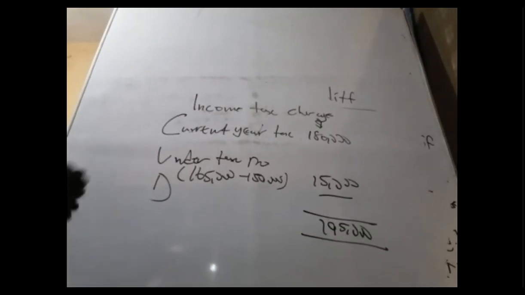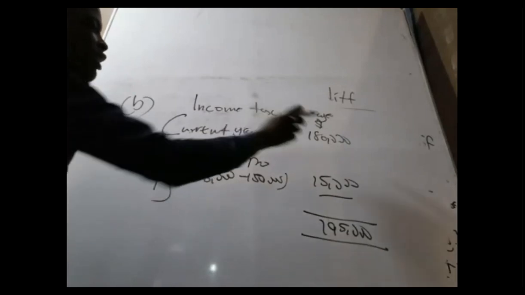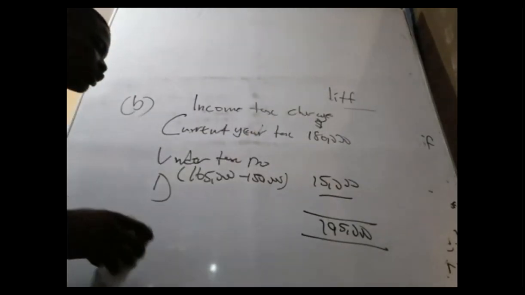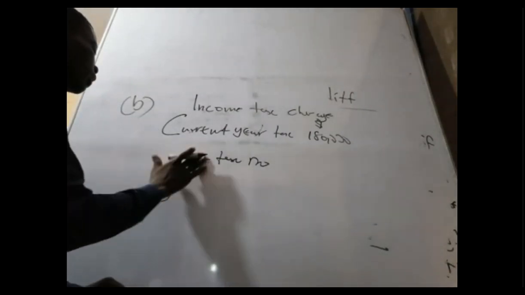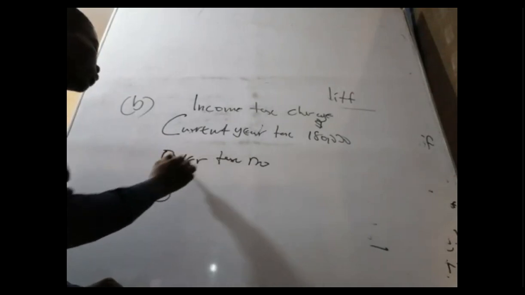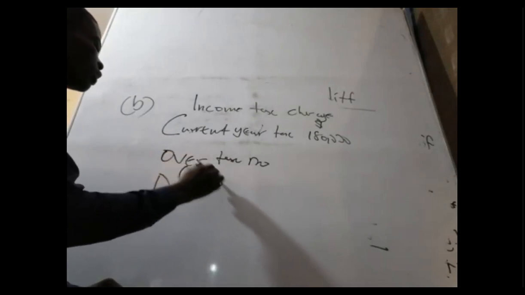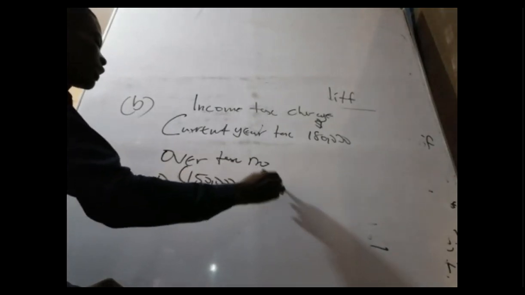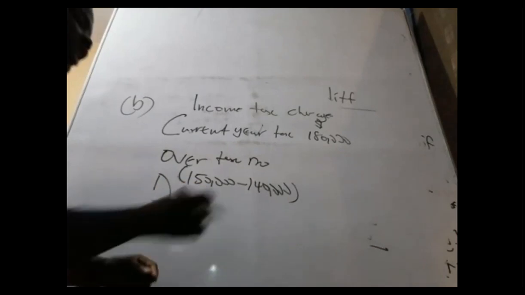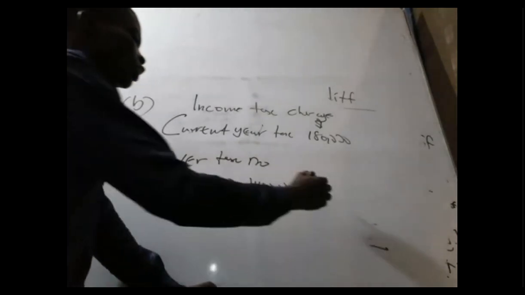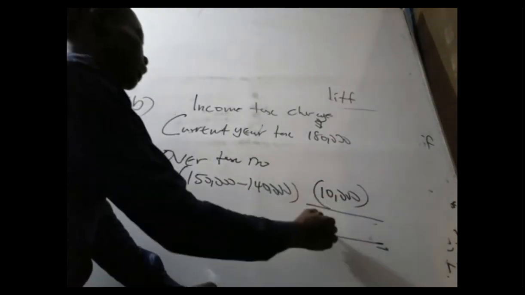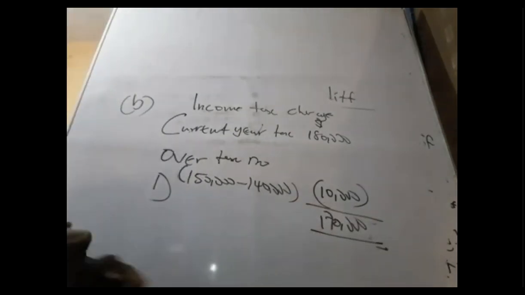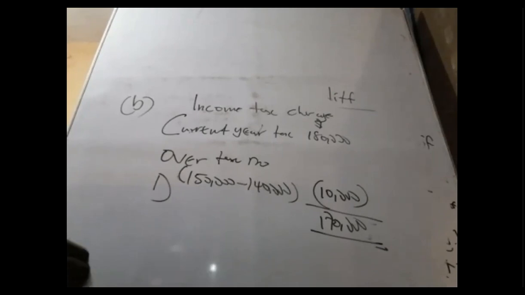Let's do the B. So the current year tax is 180,000. It's not changing. Just that the prior year has been over provided, not under. So over tax provision in brackets, the 150,000 minus 140,000. Here we are just finding the difference. It doesn't matter which one comes first. So you get 10,000 over. Over you subtract, under you add. So finally, the tax will be 170,000. So that's the income tax charge for this illustration.